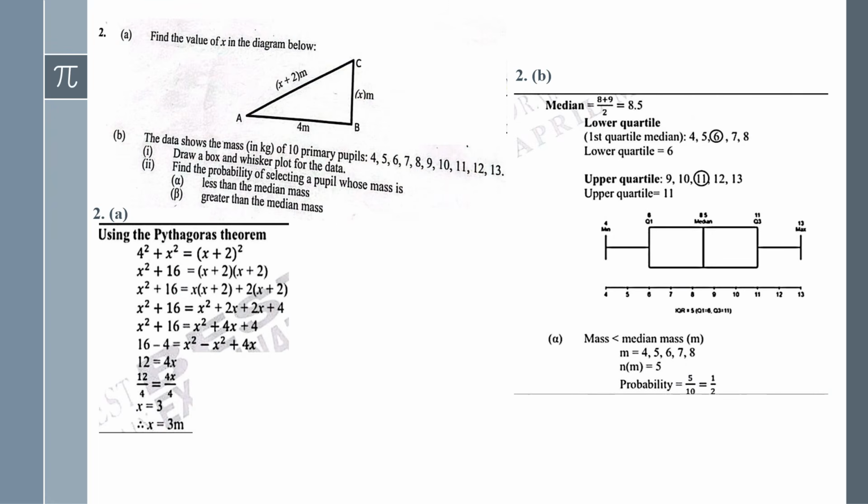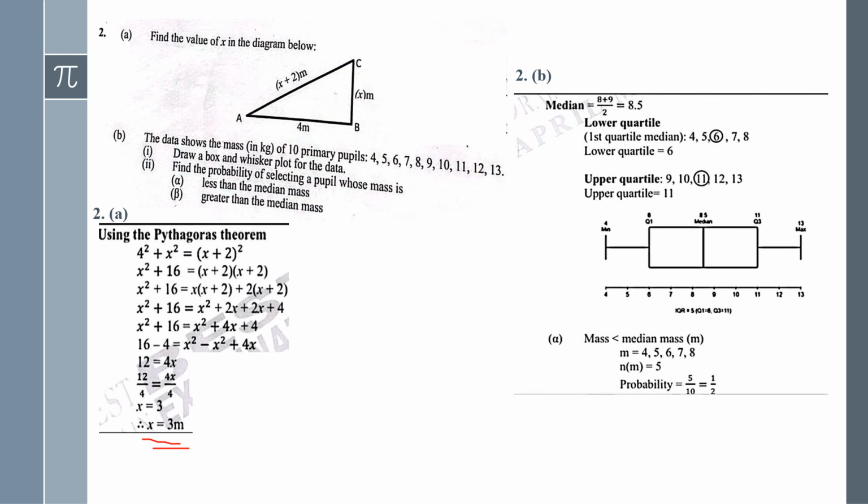Question number 2a reads that we should find the value of x in the diagram below. So if you recall, this is a question on Pythagoras theorem, the right angle triangle, where the square on the hypotenuse is equal to the sum of the squares on the other two sides. So the other two sides are 4 squared plus x squared, and the hypotenuse is x plus 2 squared. We expand this and x will be equal to 3m.